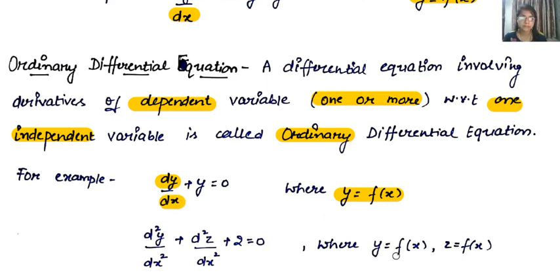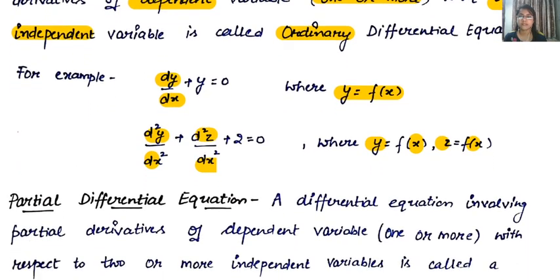Consider another example. Here we have taken y as some function of x and z as some other function of x. Here we have two dependent variables y and z and one independent variable x. Now this is an equation having two dependent variables y and z and one independent variable x. So this is again an example of an ordinary differential equation. Just one thing you have to remember: in an ordinary differential equation, the independent variable must be 1.